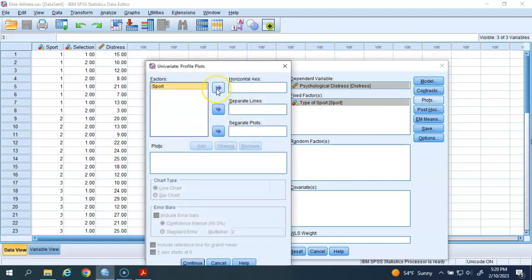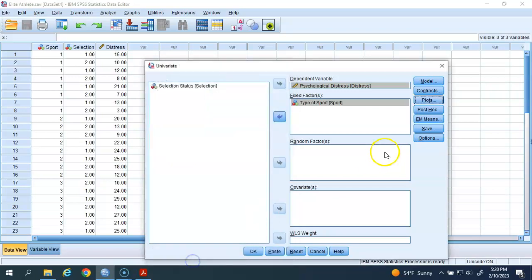Plots, I always like to plot my data, so I'm going to plot sport. I select plot, put it in the horizontal axis, and select add. Now I'll be able to see what those four levels of sport look like as a graph. Usually if I can't see a difference, I tend not to believe it, so I really like to see the difference in the data.